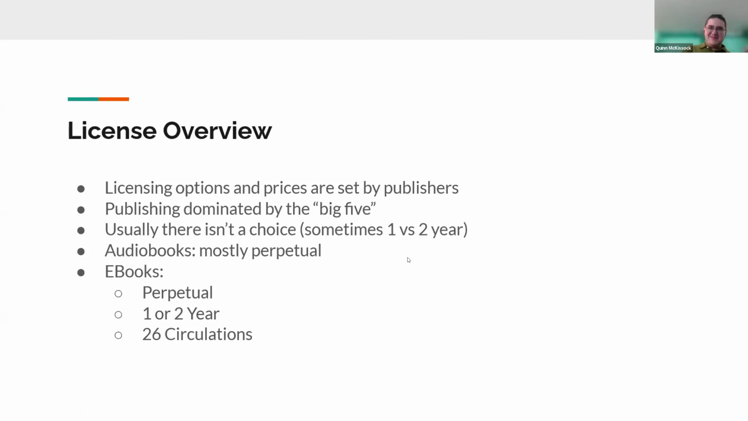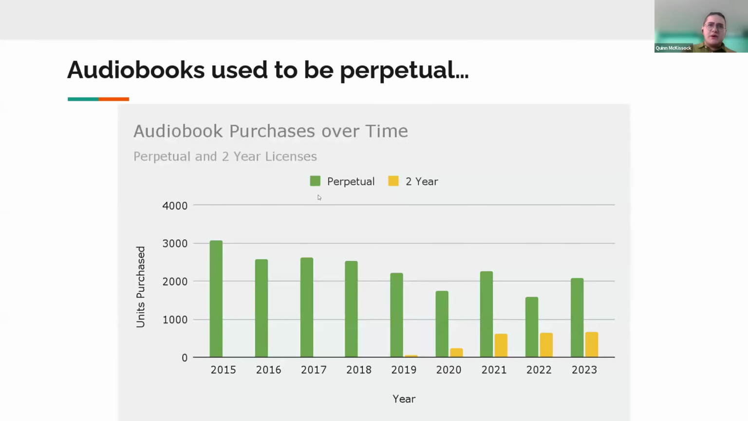And the reason I give this background information is, right, we want to be sure when we're talking about this that we're not comparing apples to oranges, right, that we understand the different licenses. So I want to talk about some of the trends that we've seen. And one of them is that our audiobooks used to be, it used to be a given that if we bought an audiobook, it would be a perpetual license. But since 2019, we are seeing a rise in 2 year licenses. And again, I want to remind people, right, it's not that our librarians are deciding to purchase 2 year licenses instead. It is now the publishers are offering that as their option.